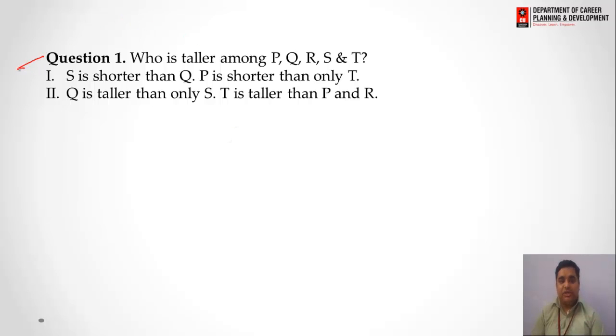Now here we have question number 1 on data sufficiency: who is the tallest among P, Q, R, S and T? The first statement: S is shorter than Q and P is shorter than only T. The second statement: Q is taller than S and S is taller than P and R. Now we need to understand how to solve this question. You can pause the video and try to solve this question on your own.